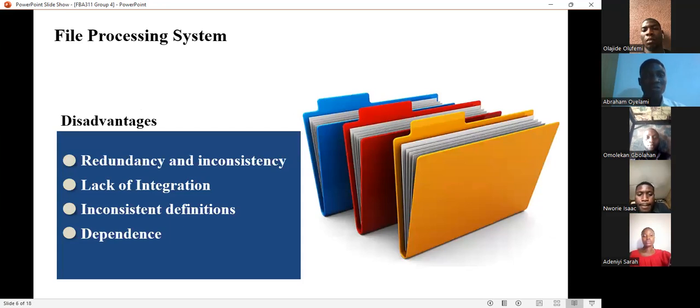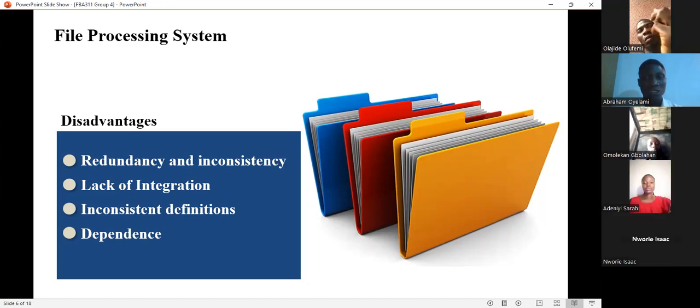The file processing system was initially adopted by companies to process their information and data for the organization. It is usually structured in a way that each department in an organization has its own processing system. The HR has its own processing system, the finance department has its own processing system, manufacturing department, operations, and the likes.